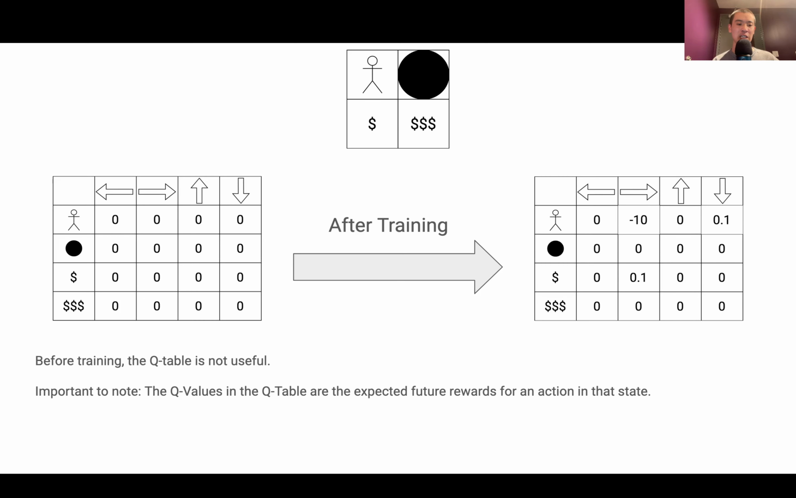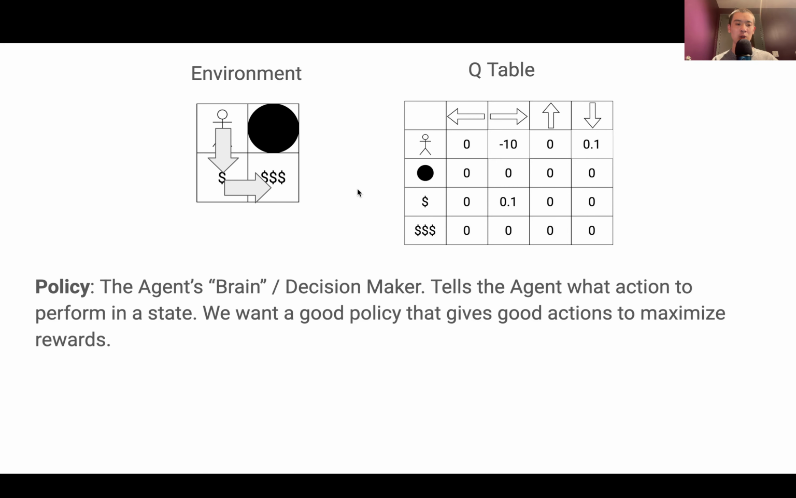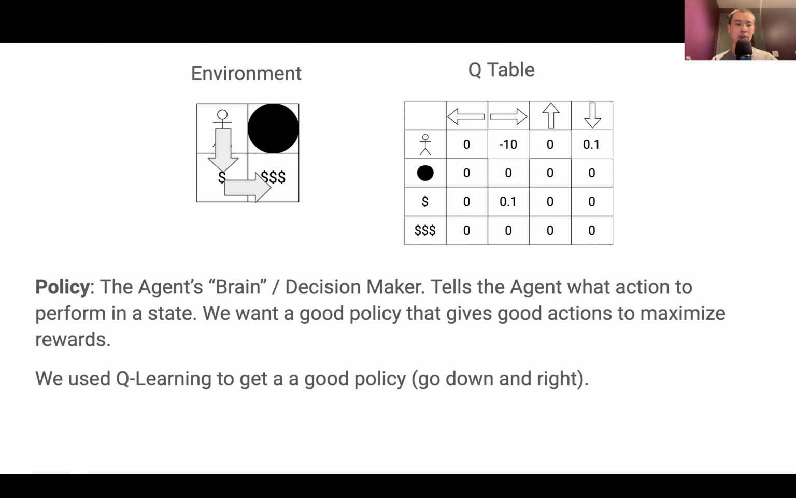Important to note, the Q values in the Q table are the expected future rewards for an action in that state. So yeah, this is the environment where going down and to the right gives us the best outcome. Here's the filled out Q table. And quick review, policy, the agent's brain or decision maker, tells the agent what action to perform in a state. We want a good policy that gives good actions to maximize rewards. And we use Q learning to get a good policy, go down and right.